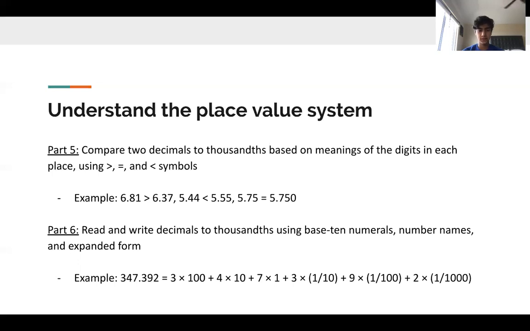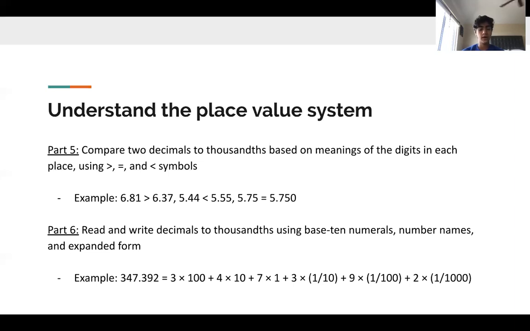Now, part six, and then we have one more part and we're done with this section, is being able to read and write decimals to the thousands using base 10 numerals, numbers, names, and expanded form. So when they say using base 10 numerals, that's basically understanding 10, 100, 1000, which we already covered. Number names is saying like 347.392. That's being able to write it out. And expanded form, this is the one that I had to show you in person, or of course, on the Google Slides, because there's a very specific way of writing this.